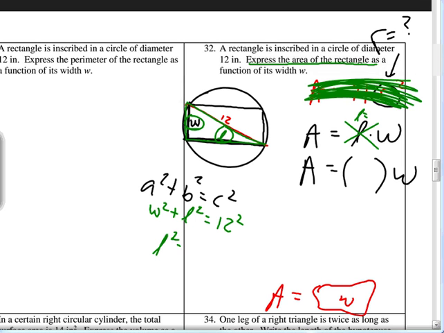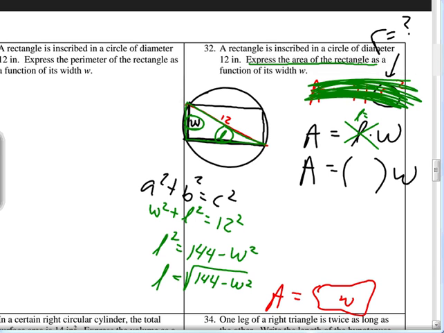So I'm going to go L squared equals 12 squared, which is 144, minus W squared. I'm getting close. Now I got to square root both sides. L equals square root of 144 minus W squared. And technically there's a plus and a minus, but length can't be negative, and therefore I'm ruling that out. Okay. This was tough.